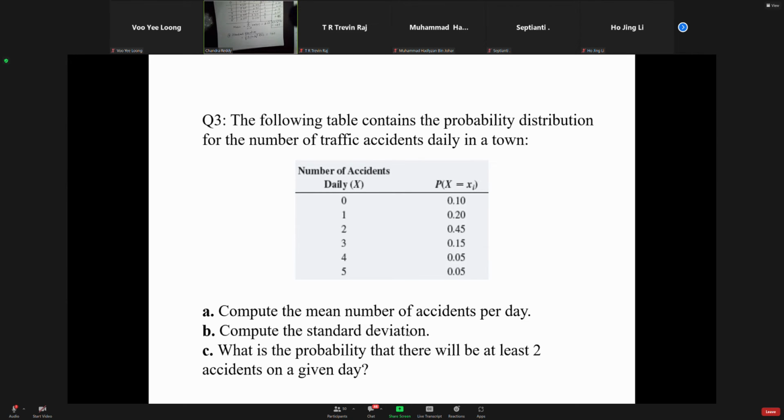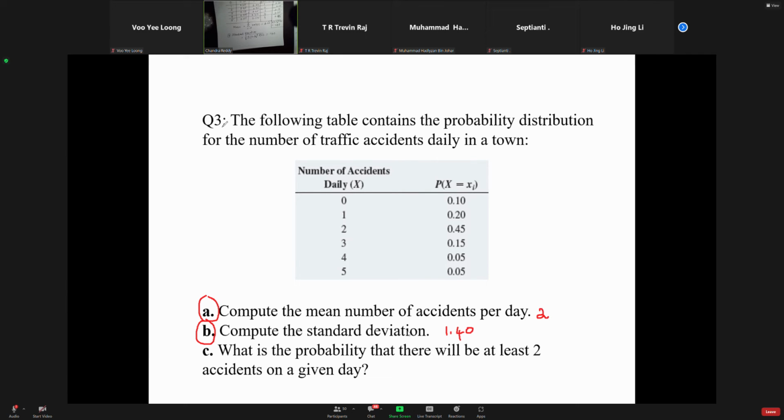So we have answered the first question, compute the mean number of accidents per day. The mean number of accidents we got is 2.0. Then we answered the standard deviation. So compute the standard deviation. We got 1.40. Then the mean, we got 2.00. So there will be 2 accidents on average per day, and the variation is 1.40.